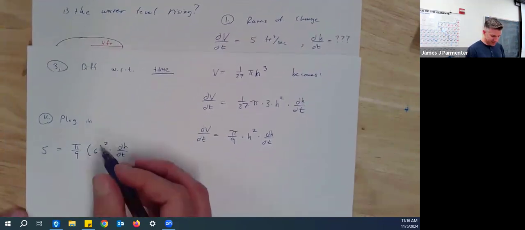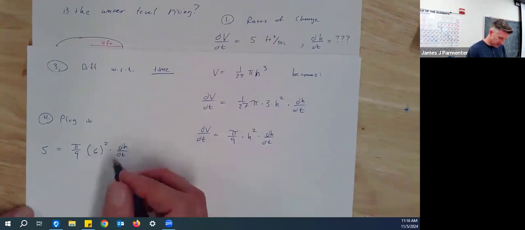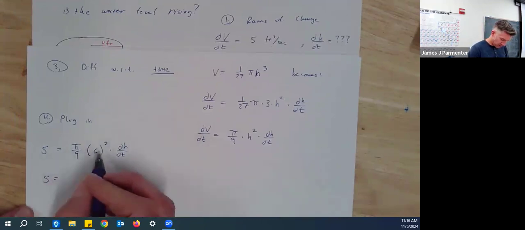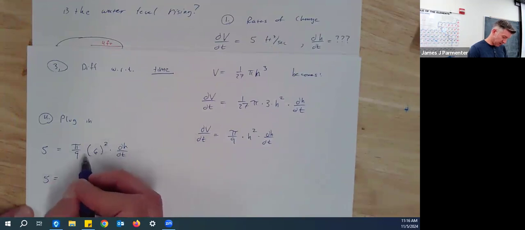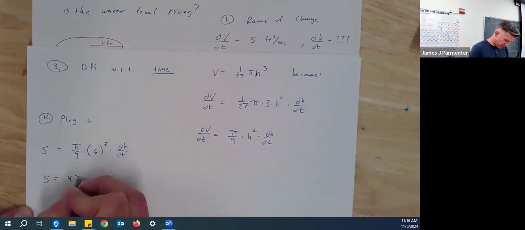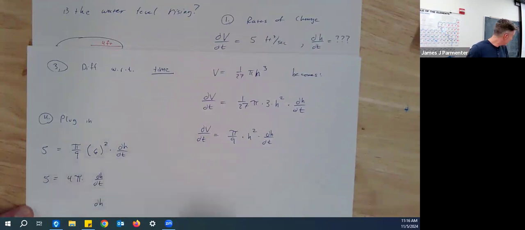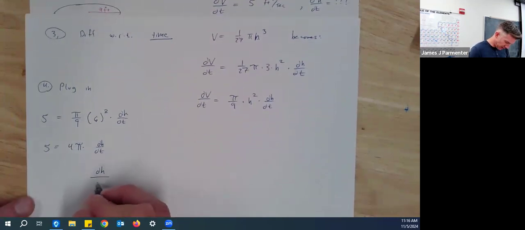I would probably simplify the right-hand side before I solve for dh/dt. So 6 squared is 36. 36 divided by 9 is 4. So 5 is equal to 4 pi times dh/dt. So it looks like dh/dt is equal to 5 divided by 4 pi.